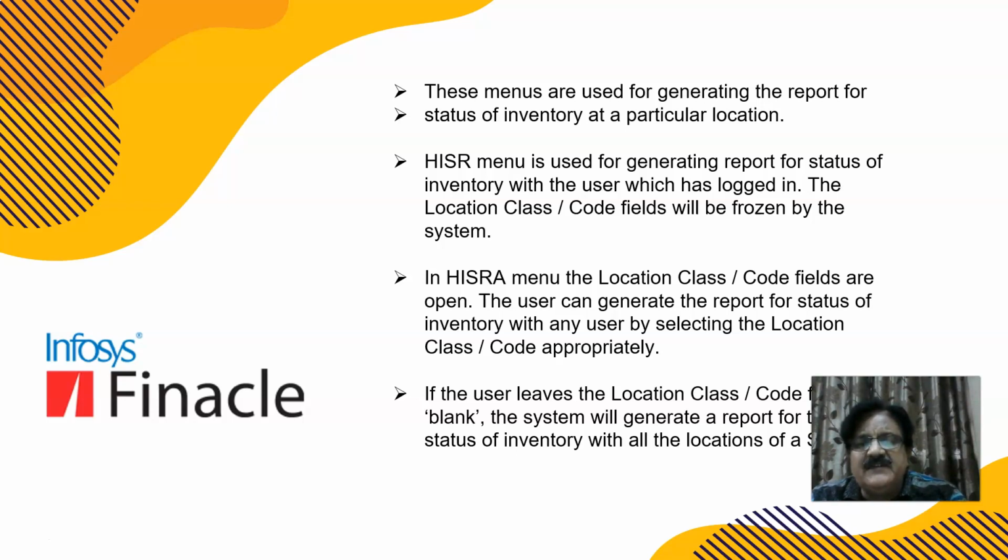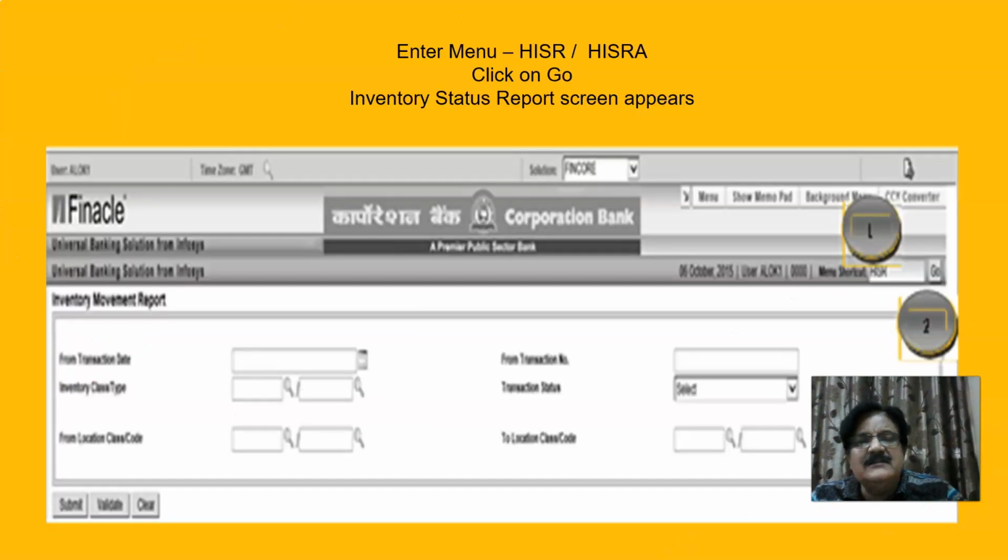If the user leaves the location, class and code fields blank, the system will generate the report for the status of inventory with all the locations of the SOL, right? So if you leave it blank, all the locations, codes and SOLs will be shown here, otherwise it will be as per what is entered in the system, respectively, right? So various leverages; when you see these videos on my website, it will be clearer.